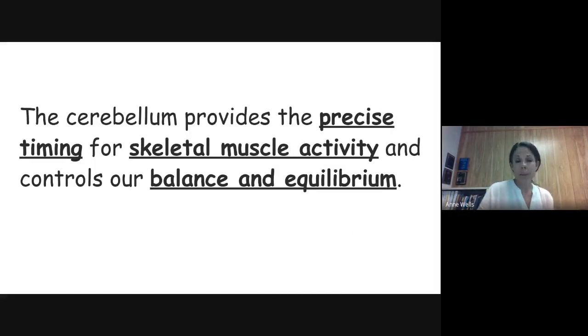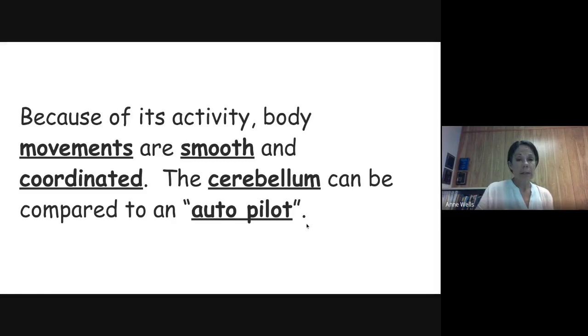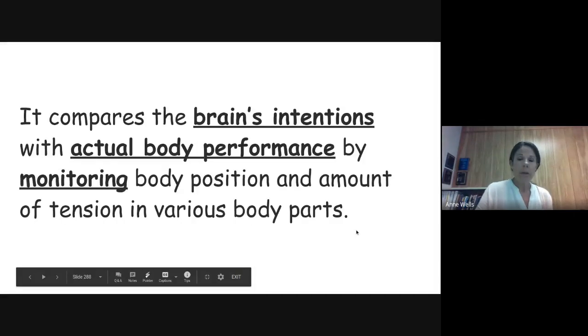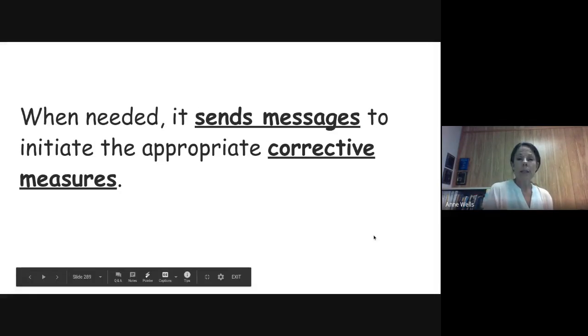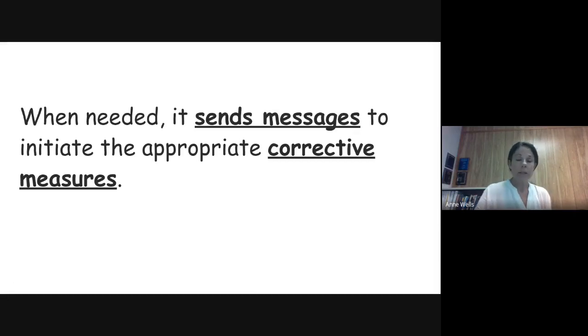The cerebellum provides the precise timing for skeletal muscle activity and controls our balance and equilibrium. Because of its activity, body movements are smooth and coordinated. The cerebellum can be compared to an autopilot. It compares the brain's intentions with actual body performance by monitoring body position and amount of tension in various body parts. When needed, it sends messages to initiate the appropriate corrective measures.